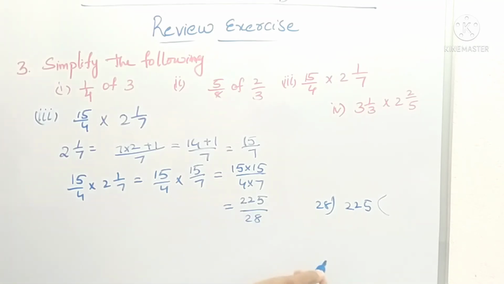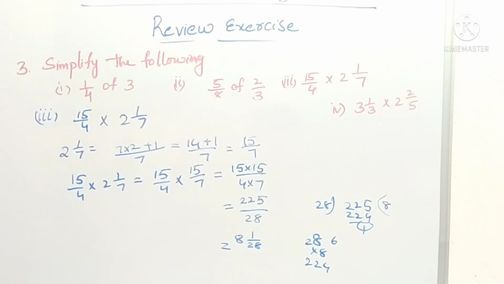So 2 8s are 16, right? 2 10s are 20, and 28 8s: 8 8s are 64, 8 2s are 16 plus 6 is 22. So 224 you will get. So the remainder is 1. First we write this quotient 8, and next remainder 1 by divisor 28. So the value is 8 1/28 after converting into a mixed fraction.